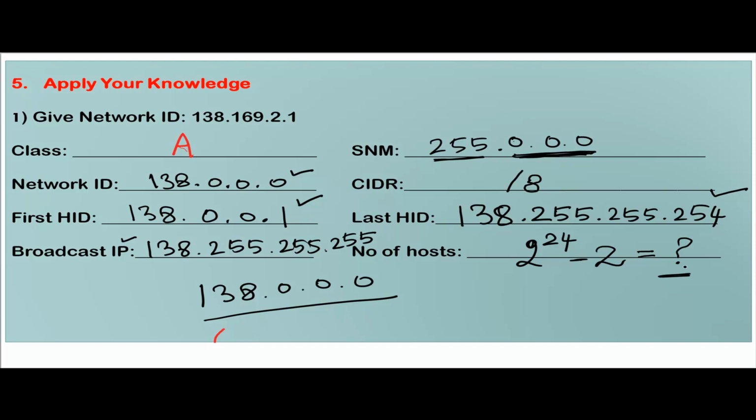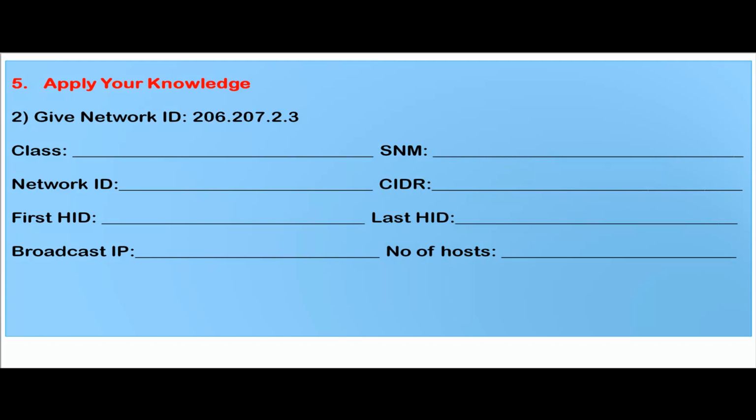Now I am going to the second problem. We have 4 problems in total, and I am on the second problem now. The given network ID or IP address is 206.207.2.3. So this is the IP address given. First we'll find the class. 206 means this is going to be class C. So it is a class C IP address. The default subnet mask is 255.255.255.0.